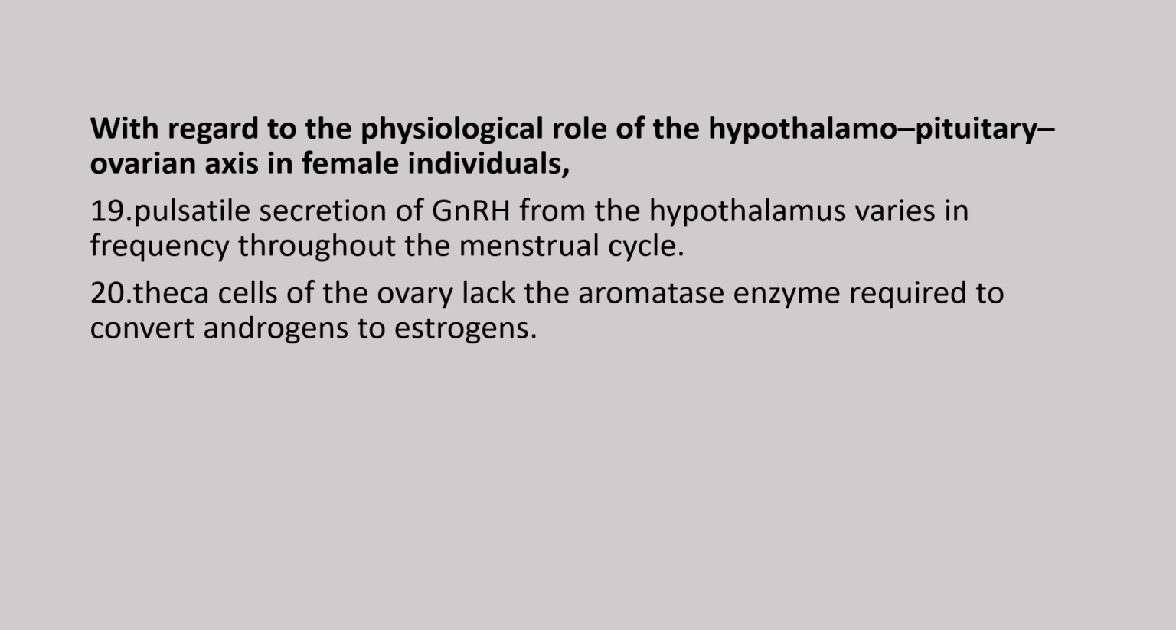With regard to the physiological role of the hypothalamo-pituitary ovarian axis in female individuals, pulsatile secretion of GnRH from the hypothalamus varies in frequency throughout the menstrual cycle. True. Yes, the GnRH frequency varies. Theca cells of the ovary lack the aromatase enzyme required to convert androgens to estrogens. True. Yes, this is again true because of the two-cell theory. The granulosa cells have the aromatase enzyme and they convert the androgens into estrogen.